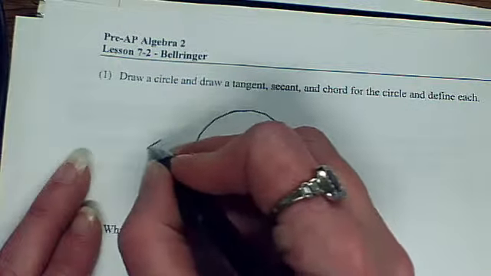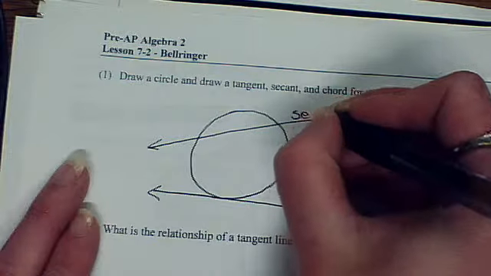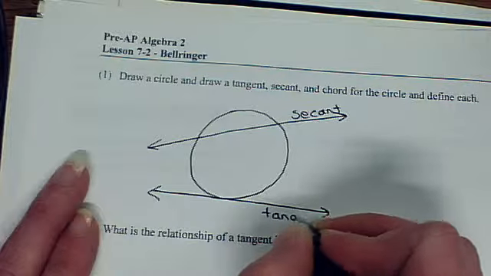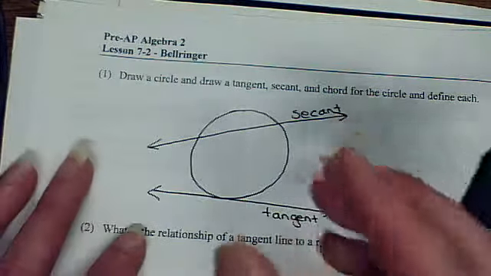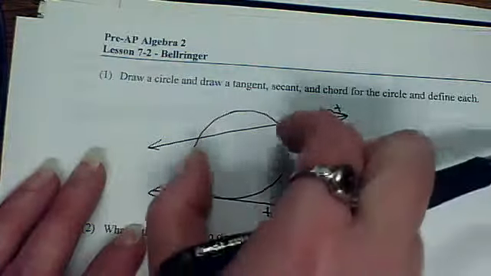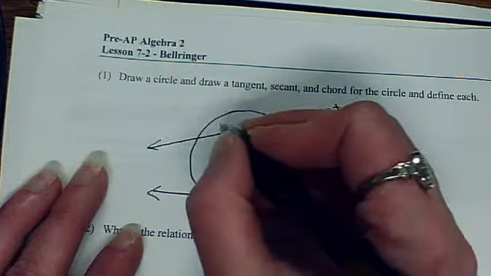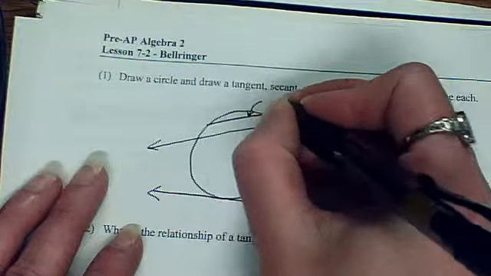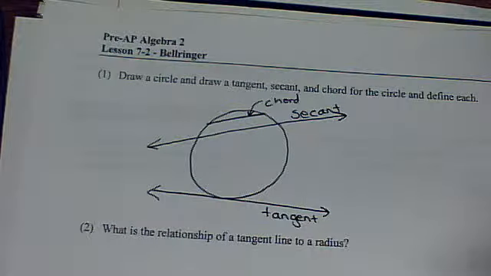Secant. A secant is a line that crosses at 2 points. So here's the secant, here's the tangent. Now, every secant creates what is called a chord. A chord is just that segment that goes inside the circle. It goes from one edge to the other.